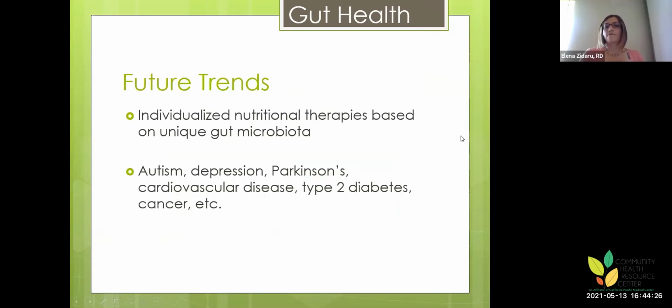And future trends in terms of where the research is going: to understand more how we could use the gut microbiota and probiotics to help with autism, depression, Parkinson's, cardiovascular disease, type 2 diabetes, cancer. So more to learn. We're not there yet to have more information about that, but hopefully with more research, we'll find more interesting things.